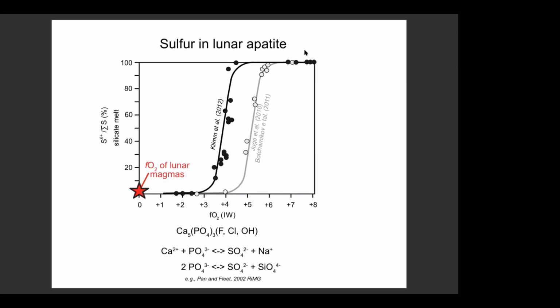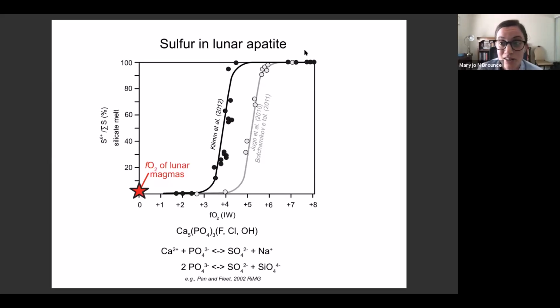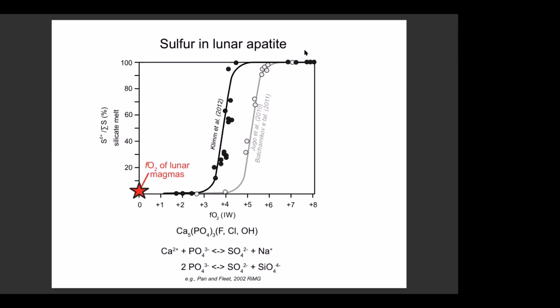There it is. I was wondering, Maryjo, are the sulfur concentrations measured in apatites correlated with hydrogen isotopes in the same apatites, or is that known yet? That's not known yet. That's a really good question. Could be, yeah. Yeah, I mean, it'd be another clue, I guess, in this puzzle.